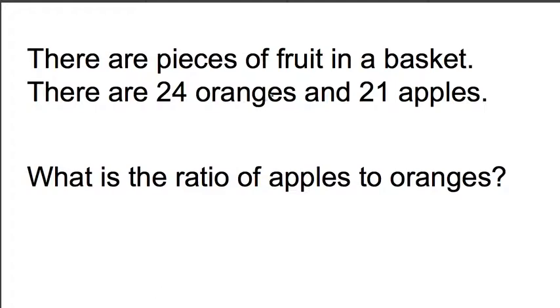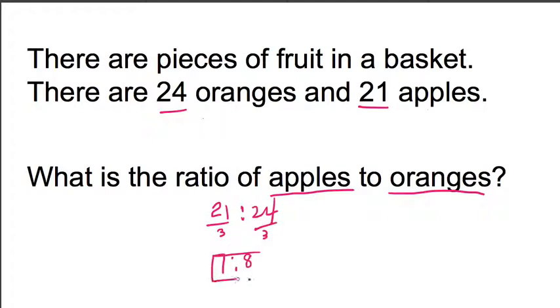Again, there are pieces of fruit in the basket, 24 oranges and 21 apples. Now, if you did not read carefully, you would say, why is Miss Nass asking the same question? And I will tell you, no, I will not ask the same question. You have to read properly. If you did read properly, you will see I'm asking for the ratio of apples to oranges. So apples to oranges, now it's 21 is to 24. Again, the common factor is 3, so we have 7 is to 8.